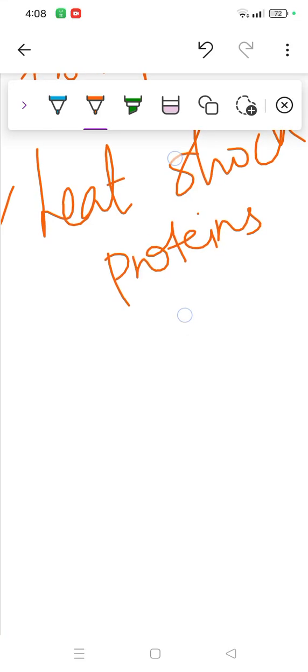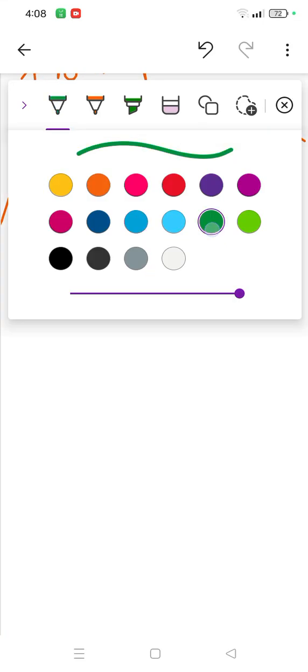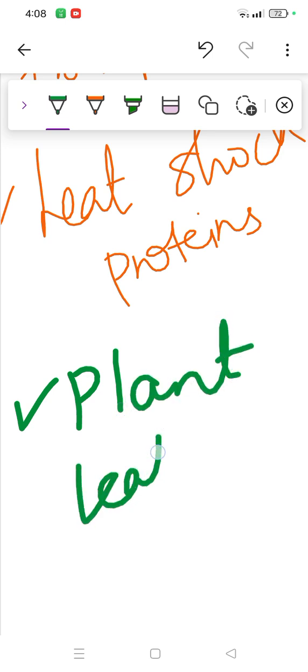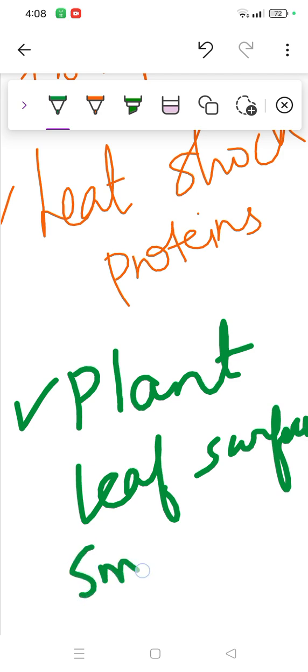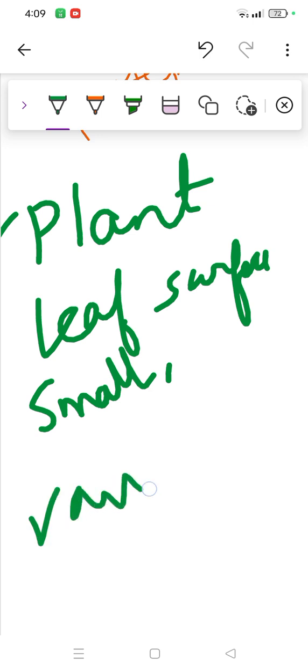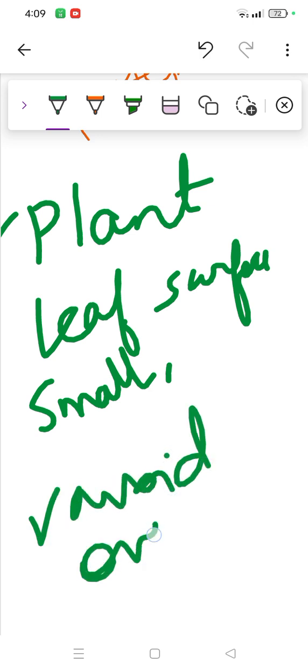And we also have another reason, the last reason. Plant leaf surface area is quite small, and there are other processes as well. They have ways of avoiding overheating. They avoid overheating by what process?